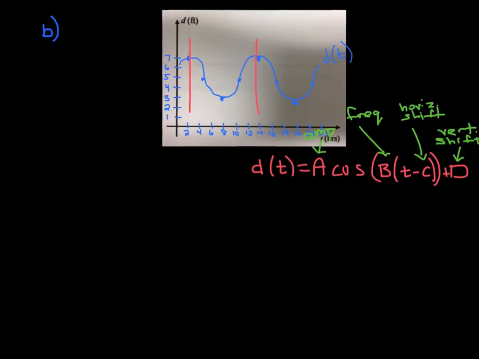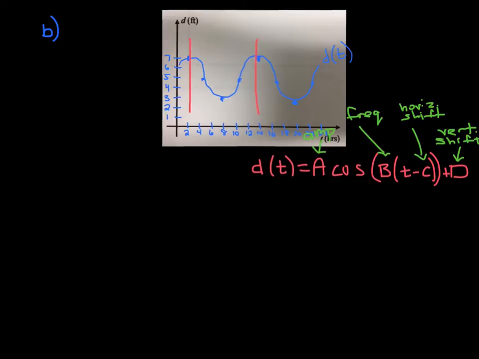All right, so here's our general format of a cosine curve, where A is our amplitude, B is our frequency, C is our horizontal shift, and D is our vertical shift. And instead of using X and Y, I'm just using T, because we're using time as our x-axis. And this just refers to D of T, the depth in terms of time. All right, so let's go through and find each component of this equation.